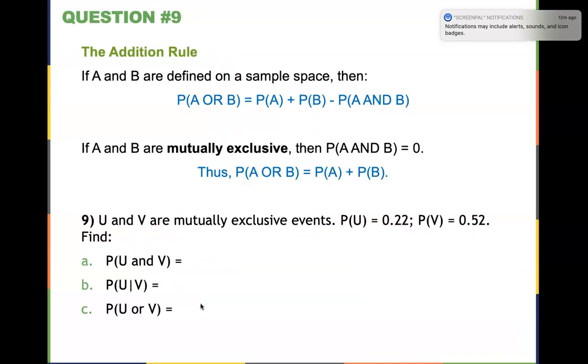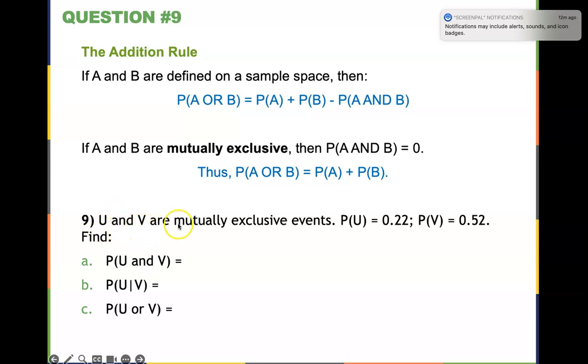Now for the addition rule, question number 9 has us look at three scenarios: P(U and V), P(U given V), and P(U or V). Throughout this lecture series, I recommend as much as possible that you pause the video so that you can try these out on your own.